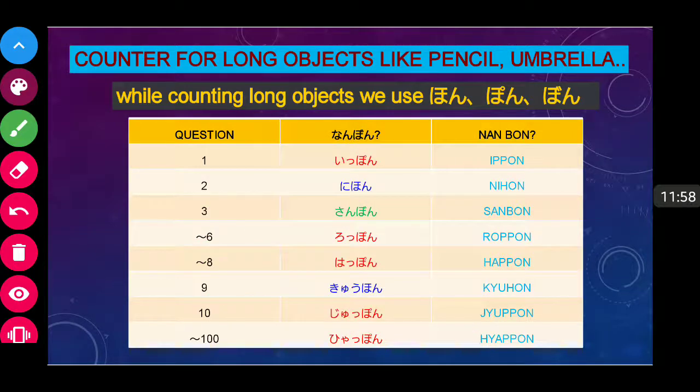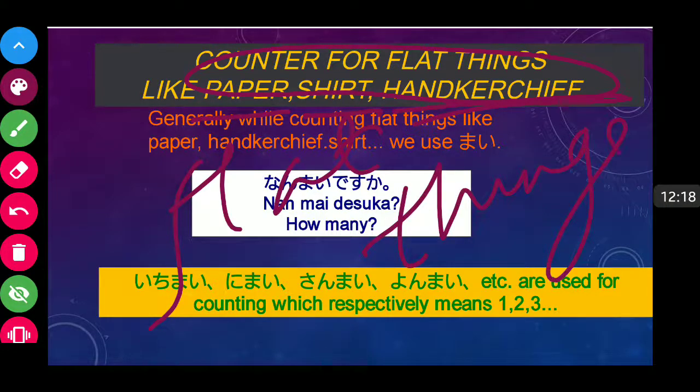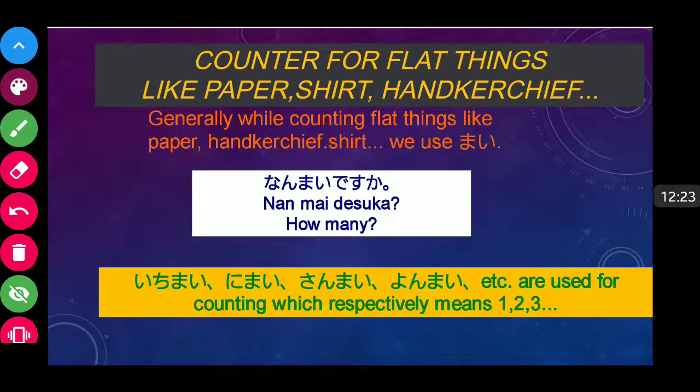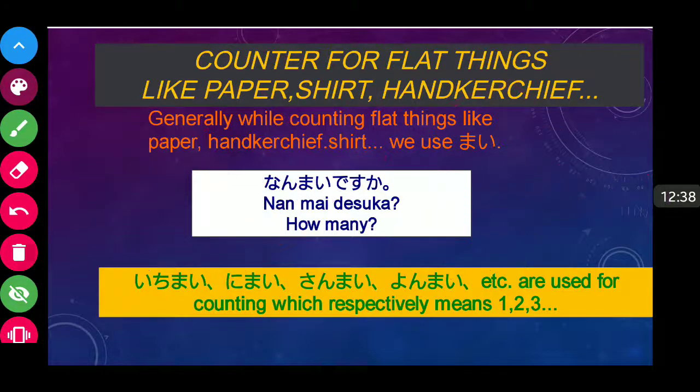Remember these things. Now our next slide is the counter for flat things like paper, sword, handkerchief. Any flat thing can be counted this way. Generally, while counting flat things, we use mai. How many do you need? Nan mai hoshi desu ka? It's very easy. We say ichi mai, ni mai, san mai, yon mai, just using the numbers and adding mai at the end.